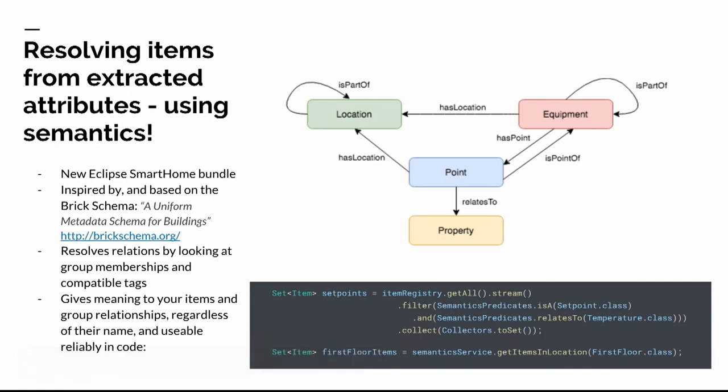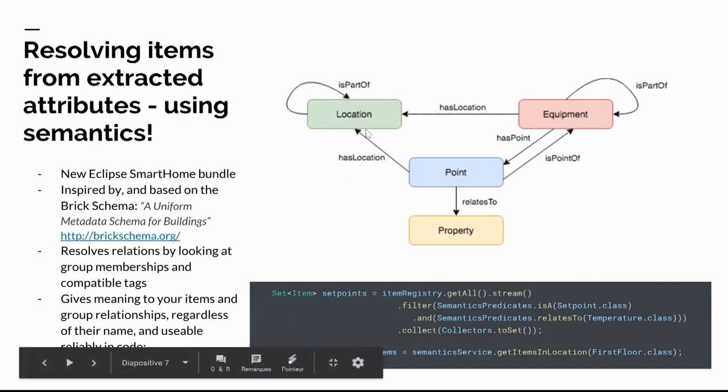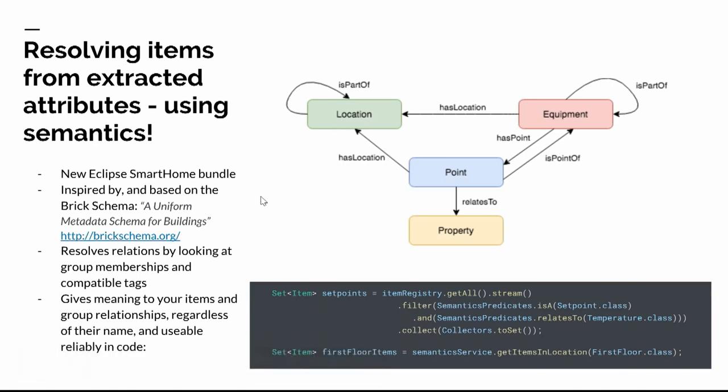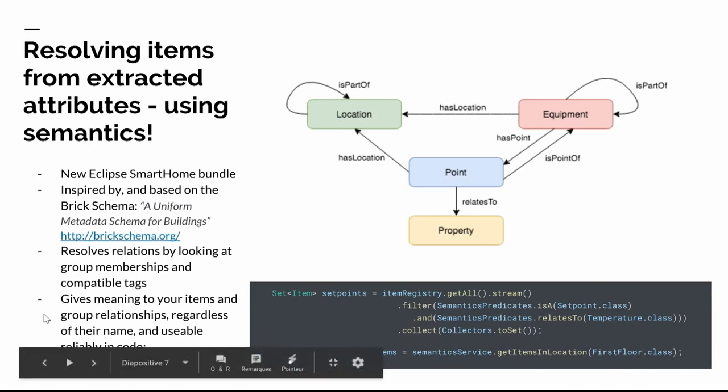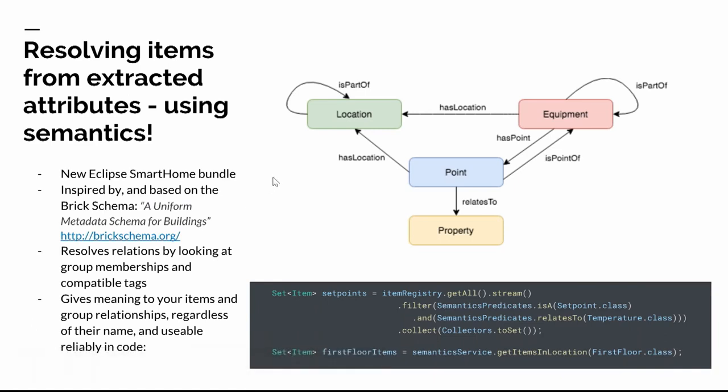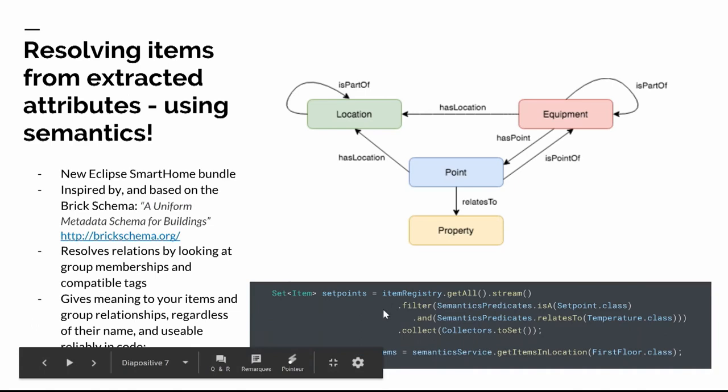Currently, it will look at groups and which items are members of which groups, and it will figure out that, for instance, an item is in a particular location. So the whole point of semantics, of course, is to give meaning to your items and the groups, the relationships that you have in your installation, regardless of their name, so that you can use it without ambiguity in your code. For instance, if you're into code, you can do this.